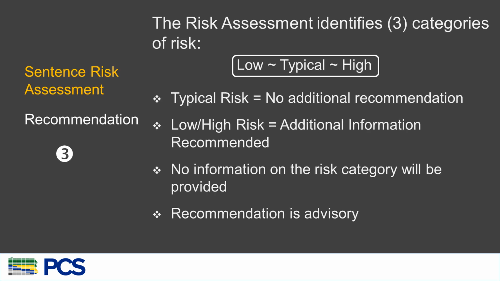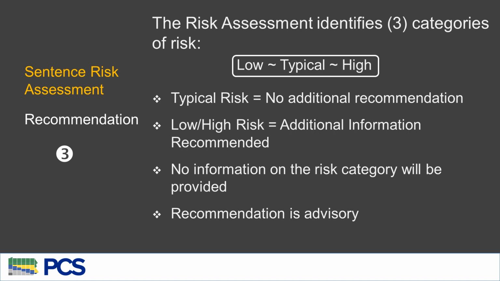The sentence risk assessment instrument identifies 3 categories of risk: low, typical, high. For individuals who are identified as typical risk, the Commission makes no additional recommendation to the court. For individuals who are identified as low or high risk, the guideline sentence form will include a notation of additional information recommended. Because of concerns raised in public hearings about the labeling of individuals, no information on the risk category, for example low or high, will be provided.